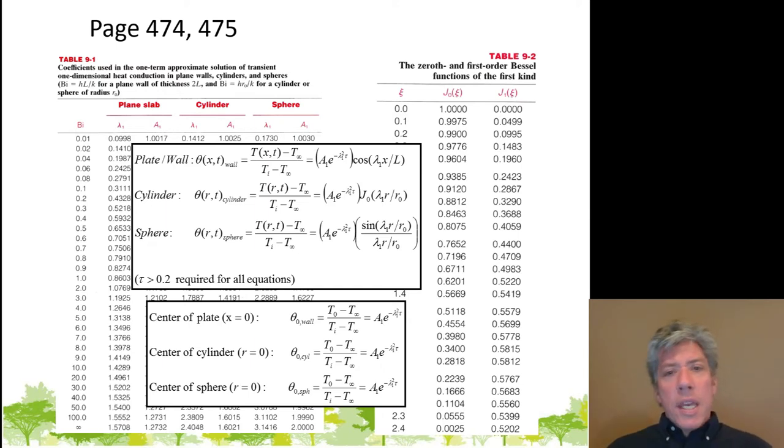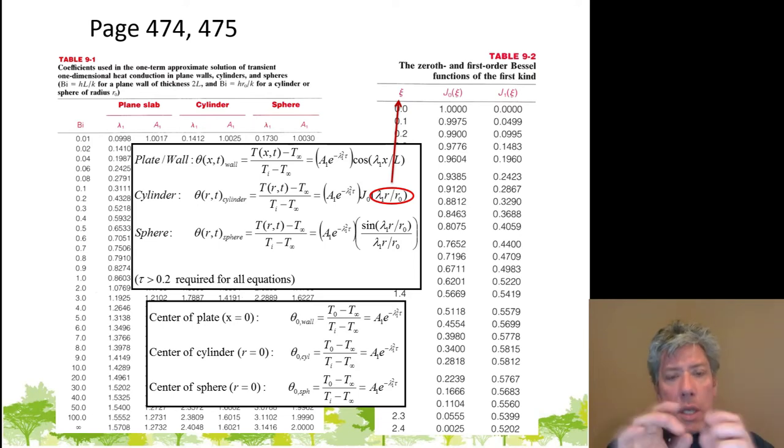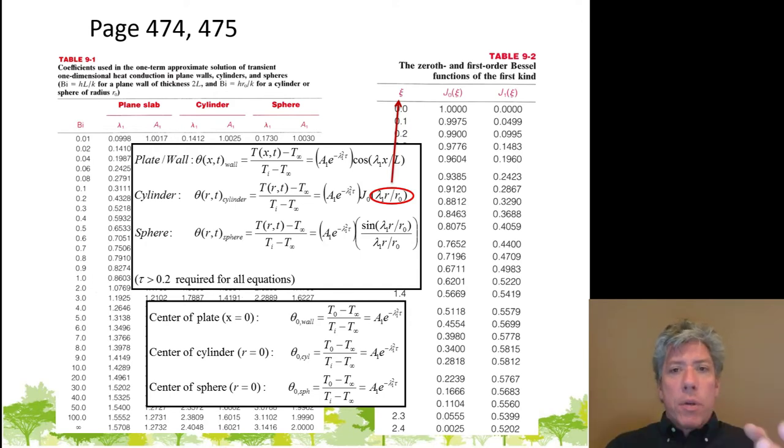Basically, you give the calculator an input and it gives you an output that is the function of that. It somehow computes it; it doesn't matter. It's just a result. Well, that's the way the so-called zeroth order Bessel function works. Table 9-2 is where you will get it. Now, notice that all we're really doing is putting lambda 1 r, which is the position we're interested in in the cylinder, divided by r naught, the outer radius of the cylinder, into the zeroth order Bessel function.